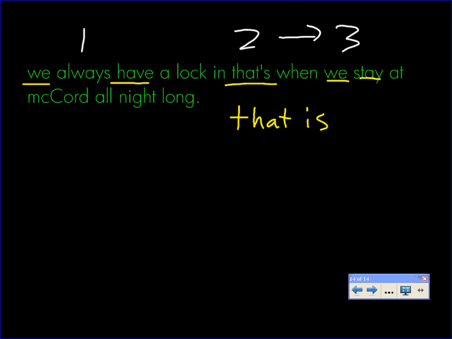I like this. This makes me happy. That's proper joining of 2 different clauses. This is not. There is no proper joining of the 2 clauses. That's why it's a run-on.